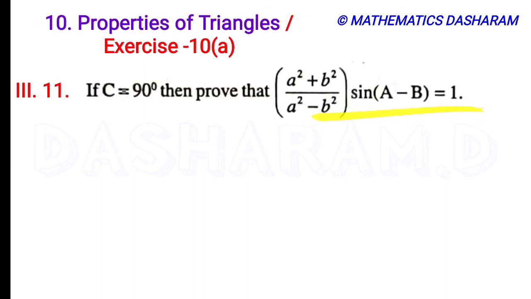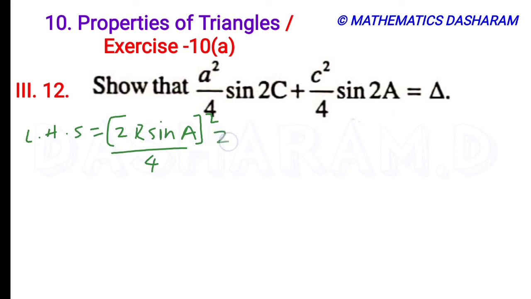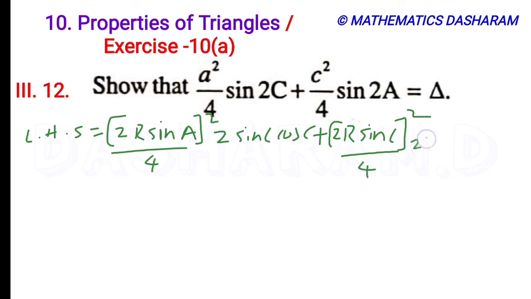So hence proved. 12th question: show that (a²/4) sin 2C + (c²/4) sin 2A = Δ. So in the LHS, from the sine rule, a = 2R sin A, whole squared by 4 into sin 2C, whose formula is 2 sin C cos C. From the sine rule, c = 2R sin C, whole squared by 4. Sin 2A formula is 2 sin A cos A.